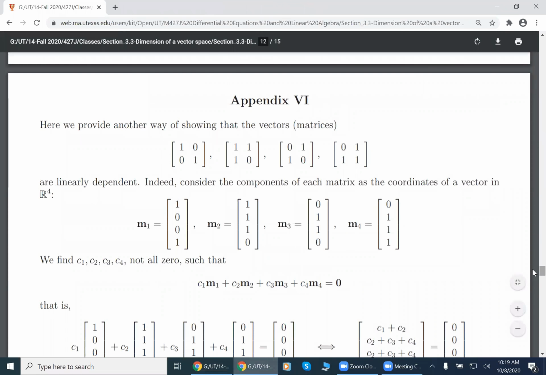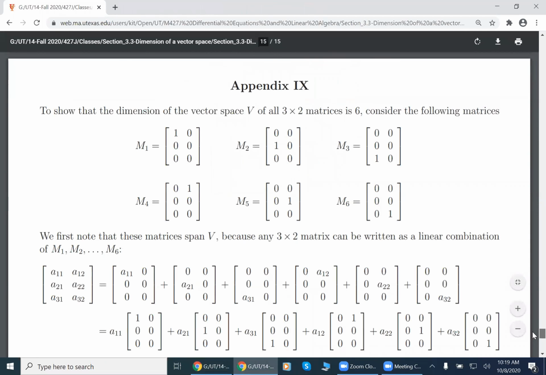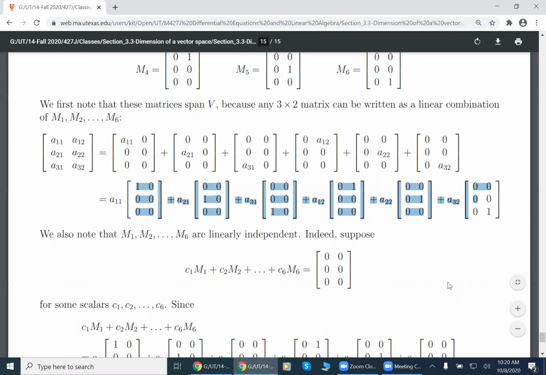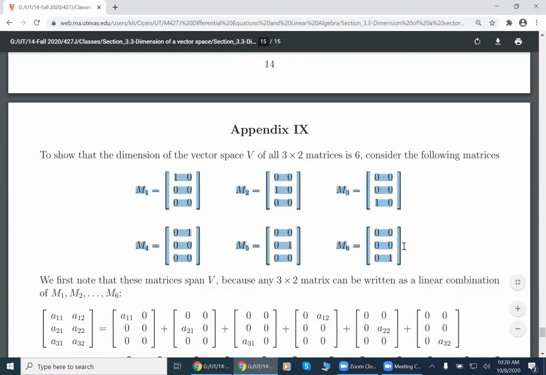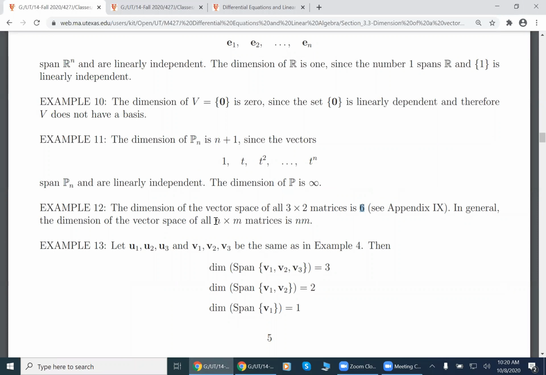Let us look at Appendix 9. In Appendix 9, we show that the vector space of 3×2 matrices can be generated by these 6 matrices. Indeed, any 3×2 matrix is a linear combination of these 6. We show it over here. On the other hand, over here we show that these 6 matrices are linearly independent. Therefore, the dimension of 3×2 matrices is not 3. It's not 2. It's 3 times 2. It's 6. And we can generalize it. The dimension of all n×m matrices is nm.